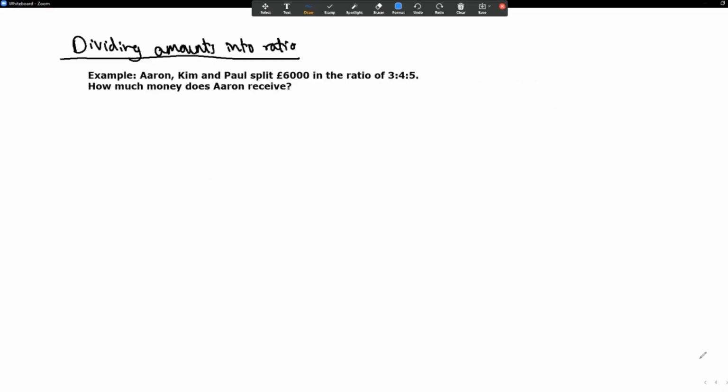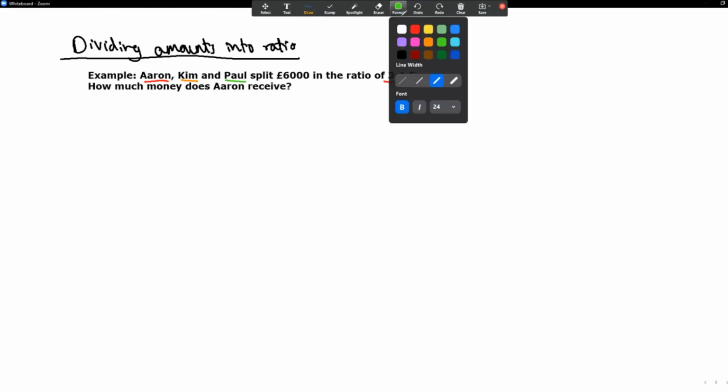So now we can divide amounts into ratios as well. So here we have Aaron, Kim and Paul splitting £6,000 in the ratio of 3 to 4 to 5. And we want to know how much money Aaron receives. So again, we can underline the ratio of each person, like so, so we know which ratio is whose.